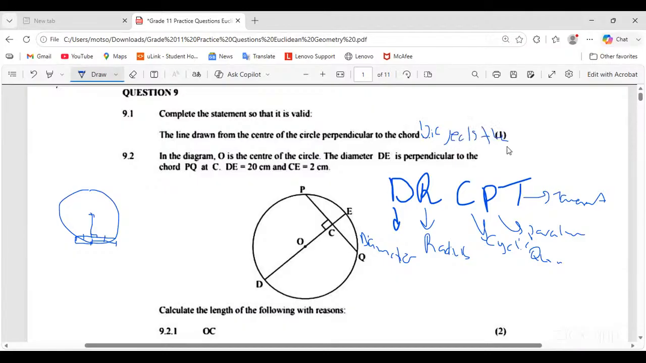Bisect the chord. Then you get your beautiful 1 mark. Good. Now let's go to the next question, 9.2.